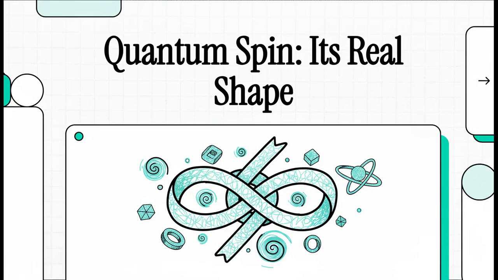Okay, let's dive into this. You've probably heard a million times how weird the quantum world is, right? But what if one of its most basic properties isn't just a number in some crazy equation, but an actual physical shape? That's what we're talking about today, quantum spin. It's this property that honestly defines just about everything.